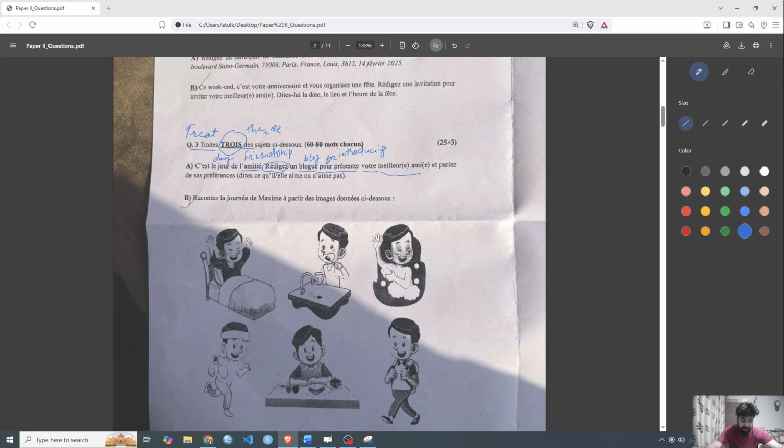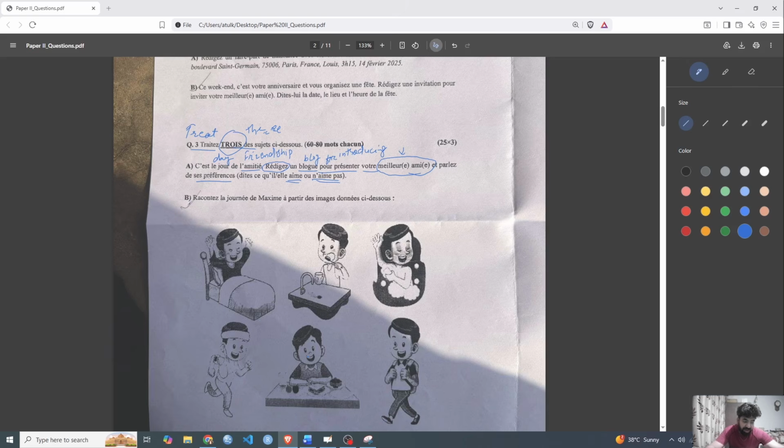your best friend. So what exactly it means I told you above also. Best friend, parler de. So basically talk about your best friend's preferences. So basically their likes or dislikes. So it should mention this here. Aimer is basically like, and ne aimer pas is basically dislike. Okay, so we have to write what exactly they like or do not like in the post which we are going to create for our friend.